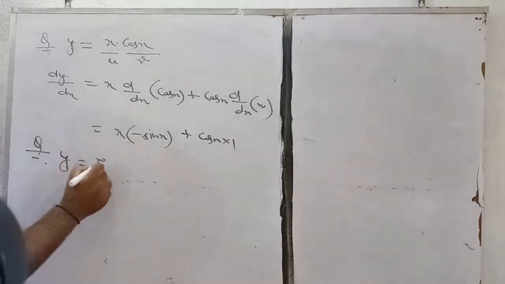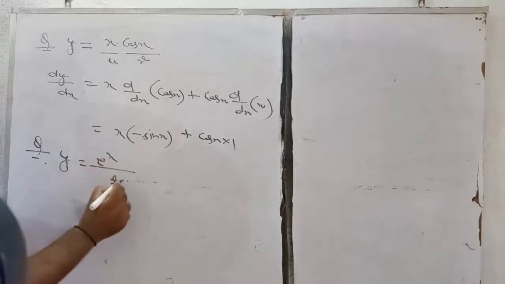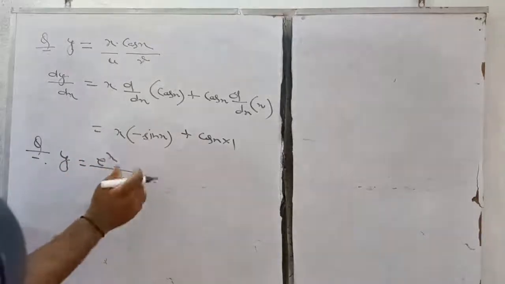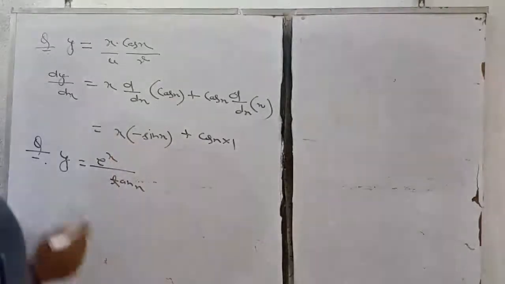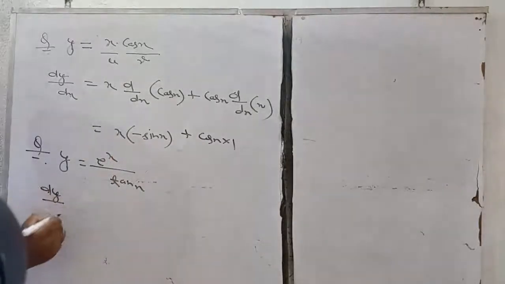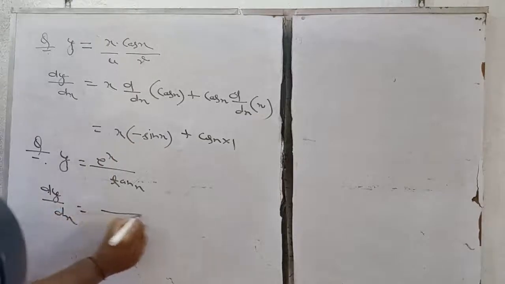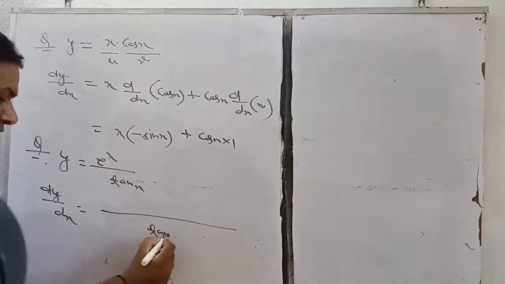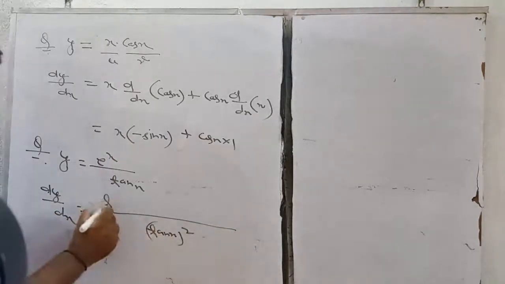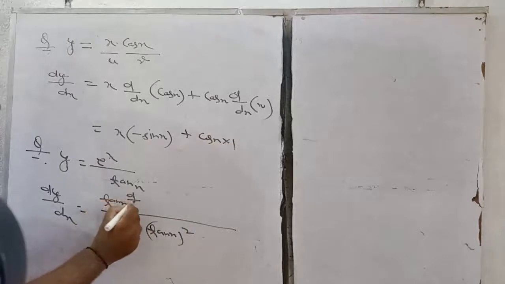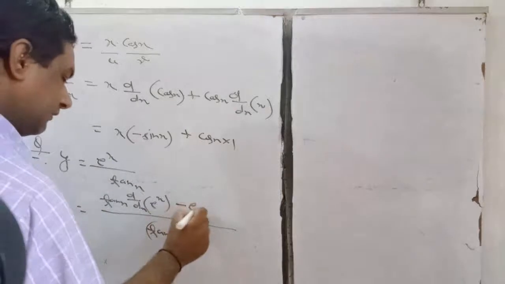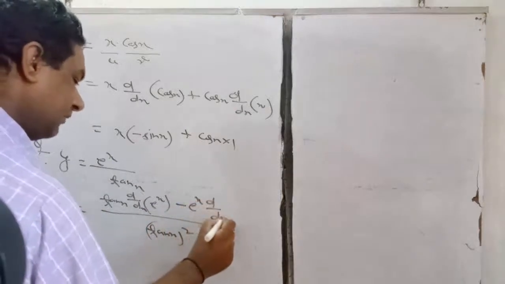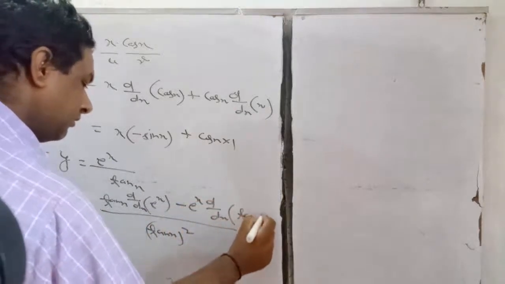Now y is equal to e to the power x upon tan x. This is the format of u by v, so it will be solved by the quotient rule. How are we going to apply the quotient rule? V whole square, then v, then d by dx of e to the power x, minus e to the power x, then d by dx of tan x.